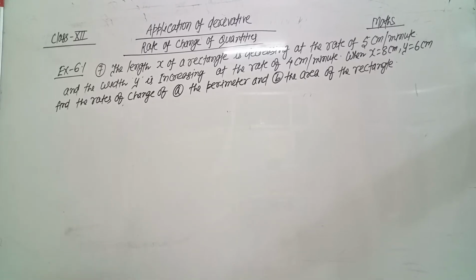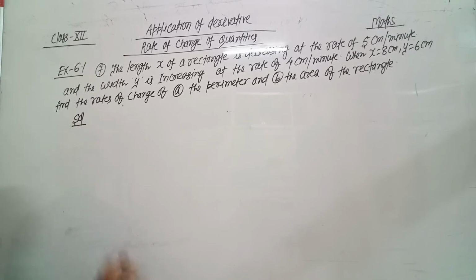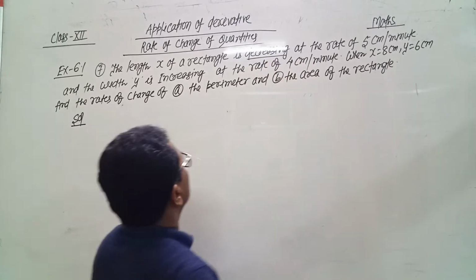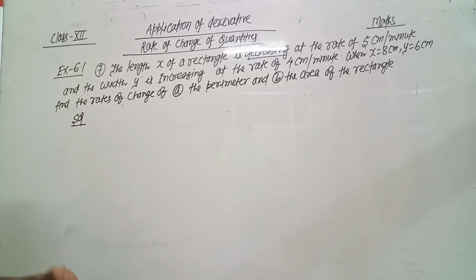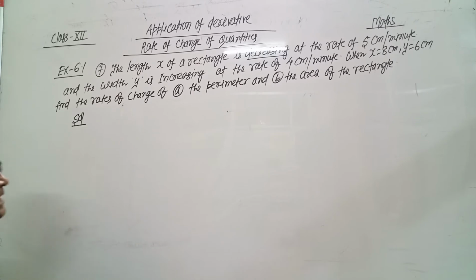So we continue exercise 6.1, chapter application of derivative. Question number 7. The length x of a rectangle is decreasing at the rate of 5 cm per minute.